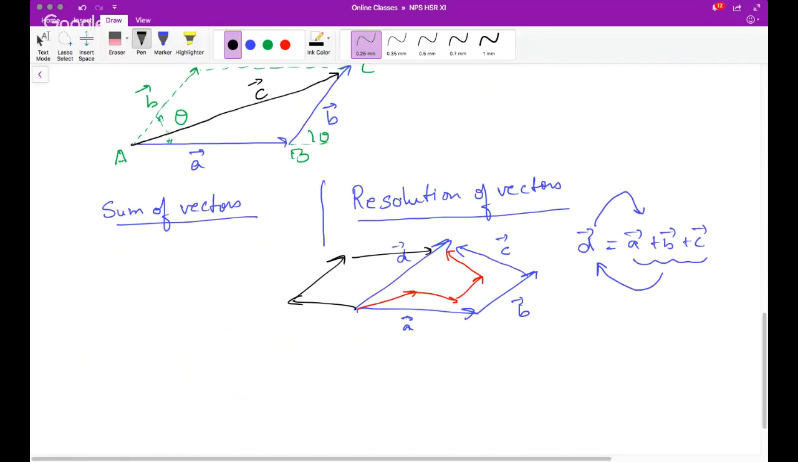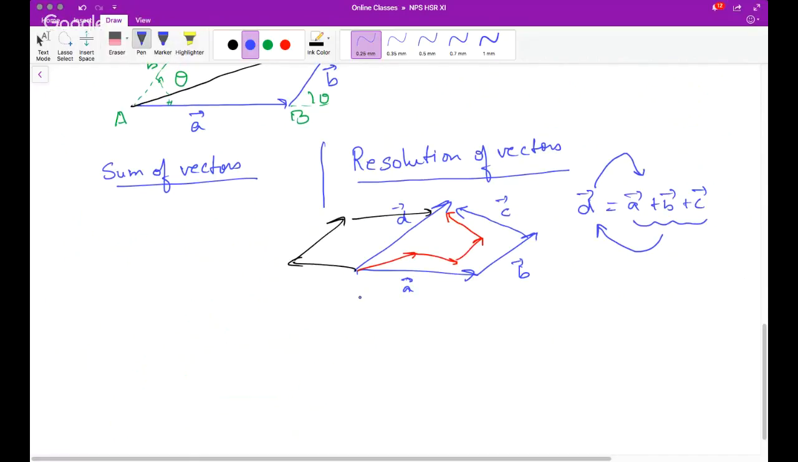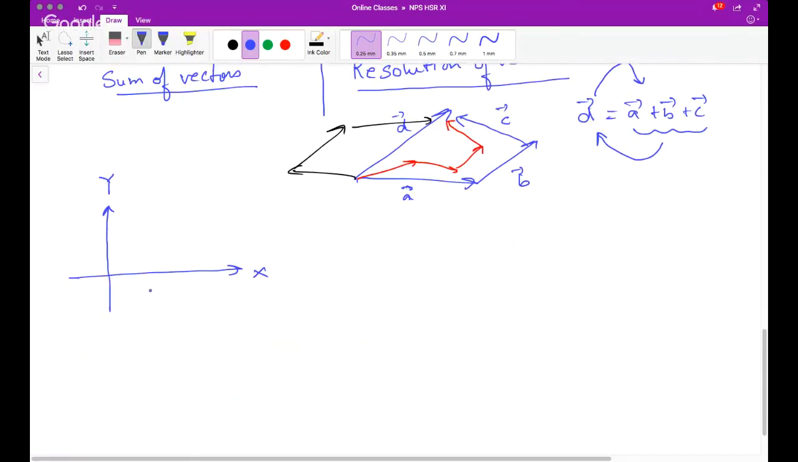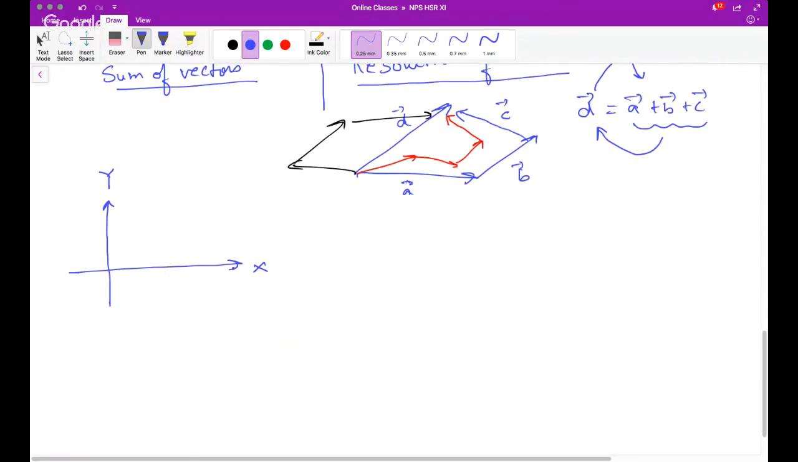But then in physics literature, for ease of purpose, we resolve vectors along the coordinate axis. So what do I mean? Let's say this is my x and this is my y axis. So we resolve vectors along the coordinate axis.